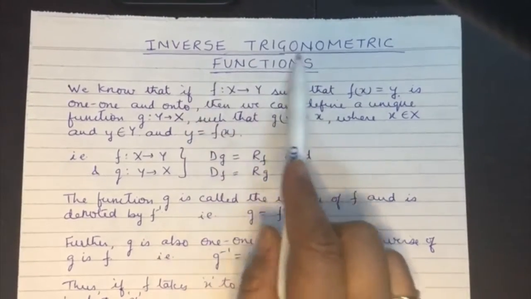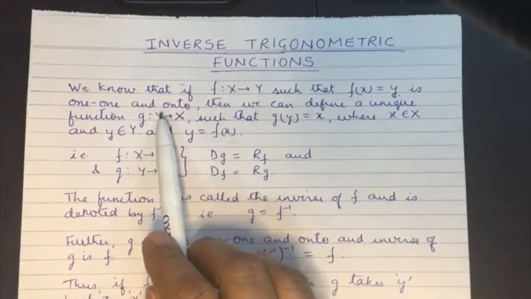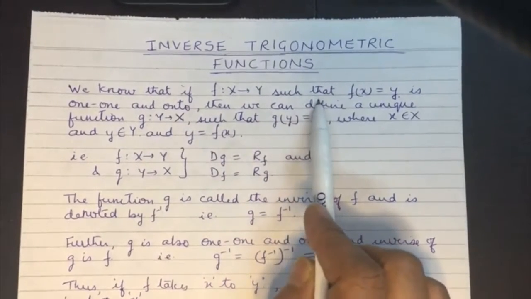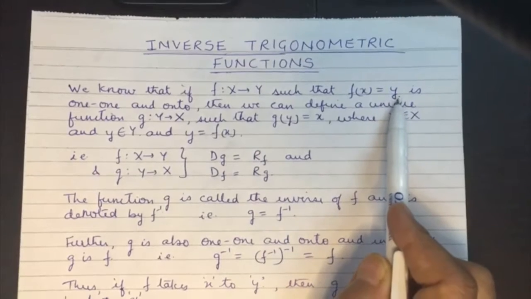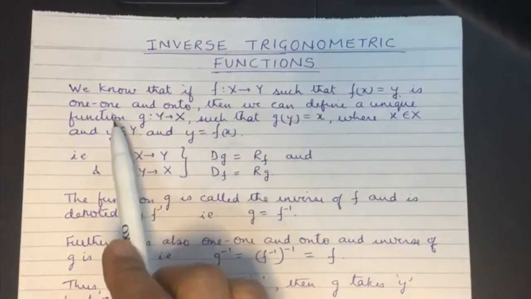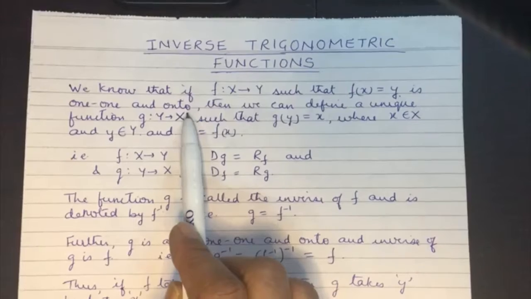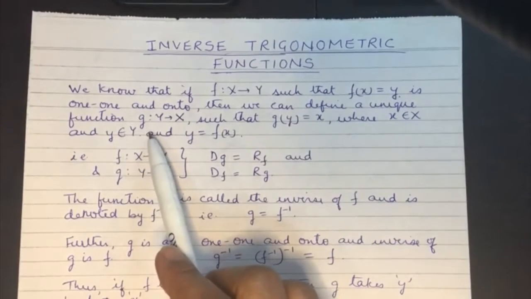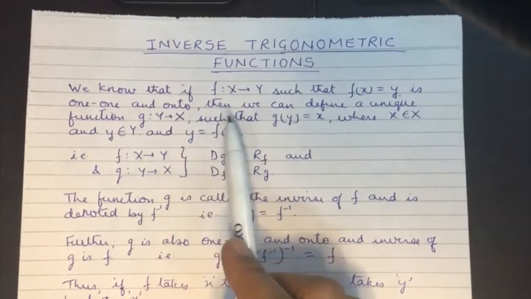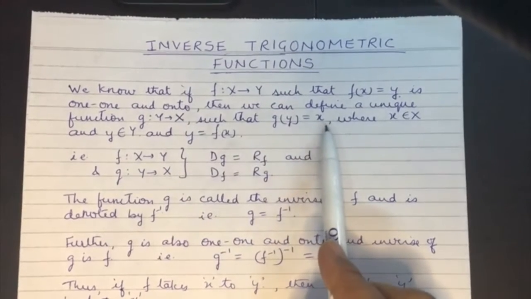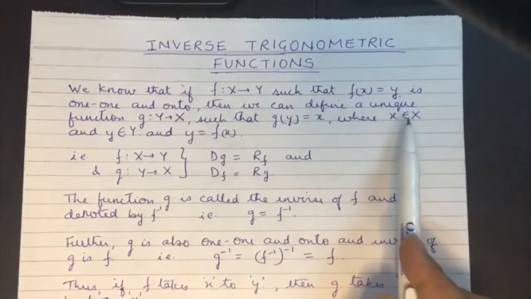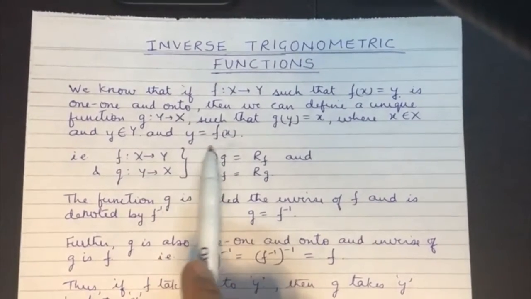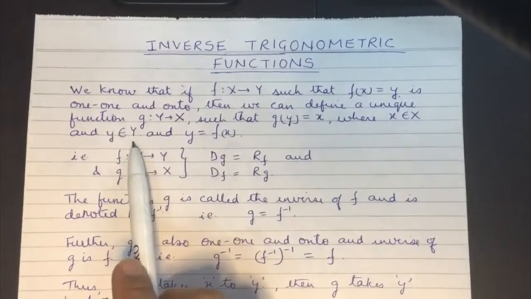Now we are already aware that if f is a function from X to Y such that f(x) equals y, and if it is given to be 1-1 and onto, then we can define a unique function g from Y to X such that g(y) equals x, where x belongs to X and y, which is equal to f(x), belongs to Y.